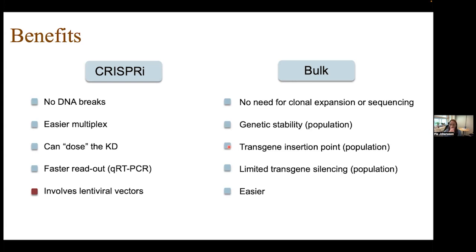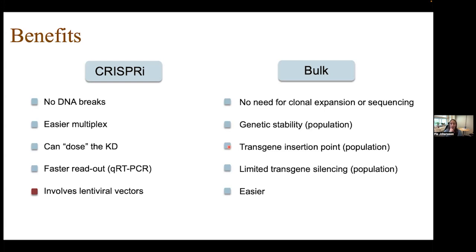The negative, I suppose, is that it involves lentiviral vectors, so you have to be able to use them. You have to have the money to produce them, which doesn't have to be that expensive either. But yeah, exactly. That is the thing, you have to use viruses. Unless you want to do a transient knockdown, in which case you can just use plasmids. And that works really well as well, but then it's only transient.